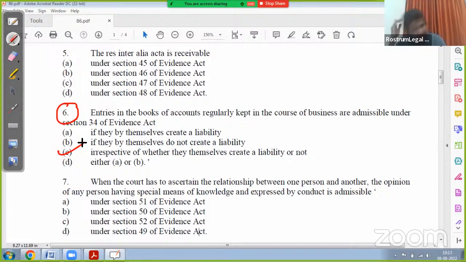Question number 7. When the court has to ascertain the relationship between one person and another, the opinion of any person having special means of knowledge and expressed by the conduct is admissible under. When the court has to create the relationship of one person with another, irrespective of any other fact, ठीक है, the opinion of any person having means of special knowledge expressed by the conduct is admissible under section 51, section 50, section 52, section 49 of Indian Evidence Act. What shall be the correct answer? Question number 7. क्या होगा इसका करेक्ट आंसर? जल्दी से बताइए.